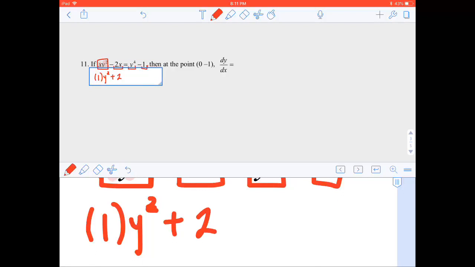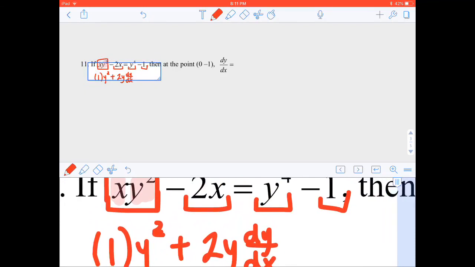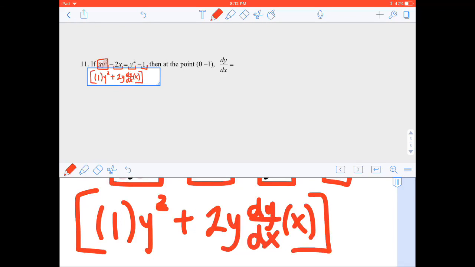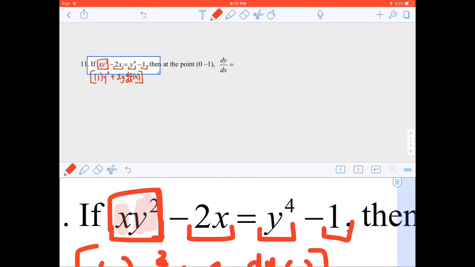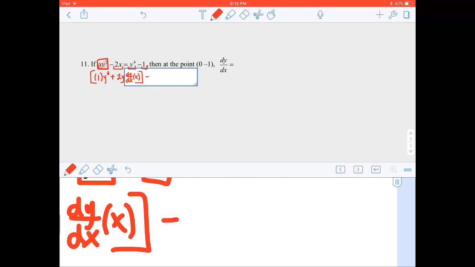So derivative of y squared is 2y, but remember you have to multiply by dy dx times the first function, times that x. So this part right here, this is our product rule to find the derivative of this part right there. And then we're going to keep going.